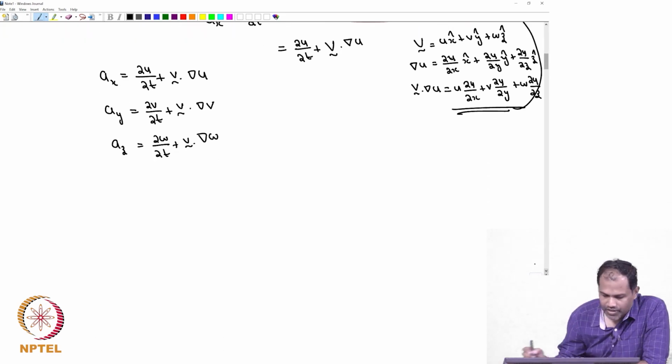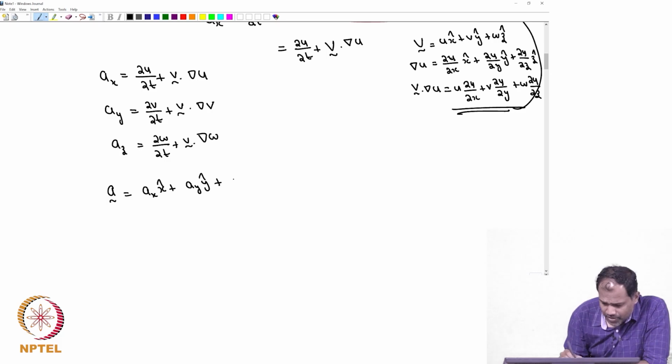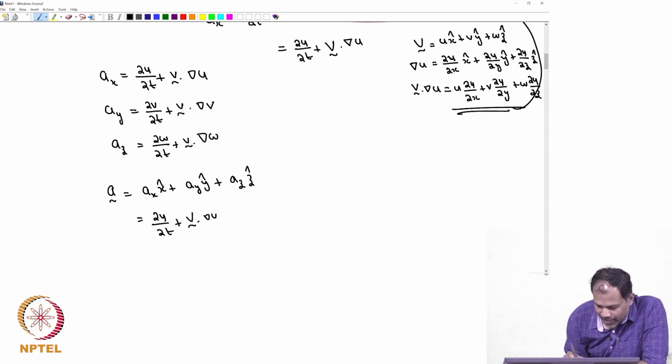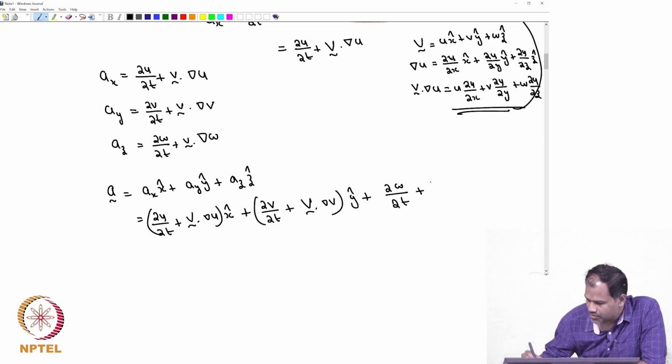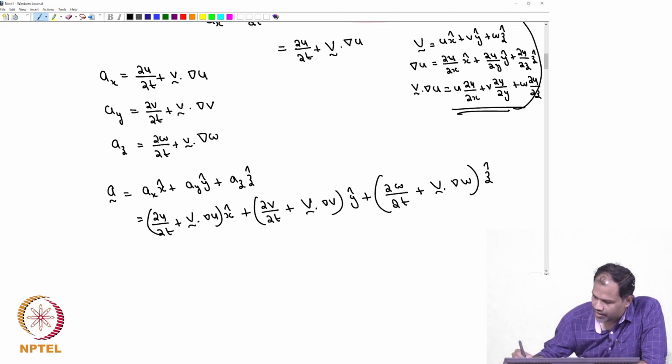Or combining all of them, I can write the acceleration vector A, which is equal to Ax x cap plus Ay y cap plus Az z cap, which is (∂u/∂t plus V dot grad u) x cap plus (∂v/∂t plus V dot grad v) y cap plus (∂w/∂t plus V dot grad w) z cap.